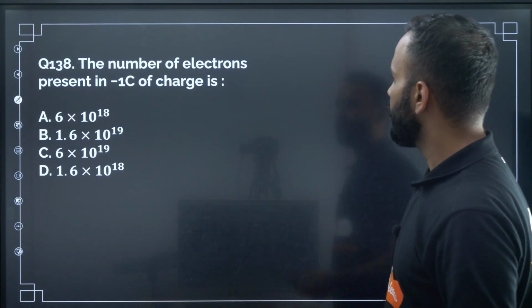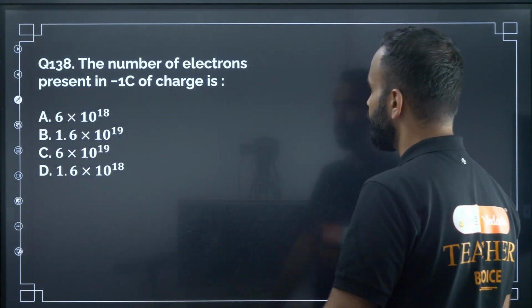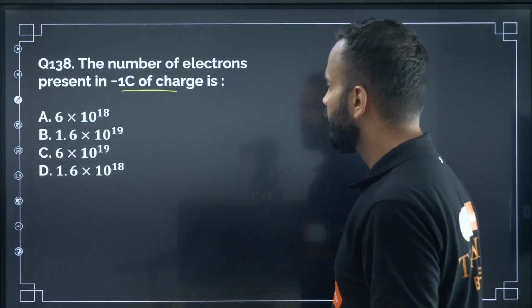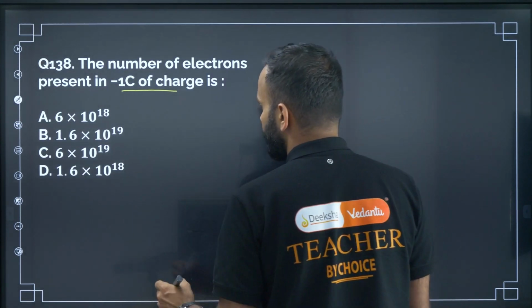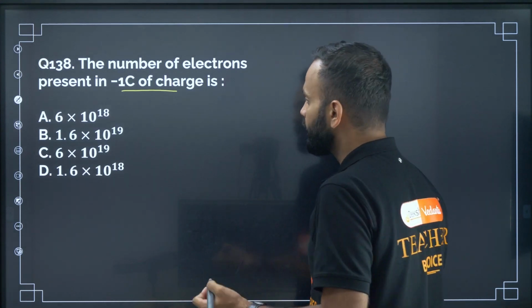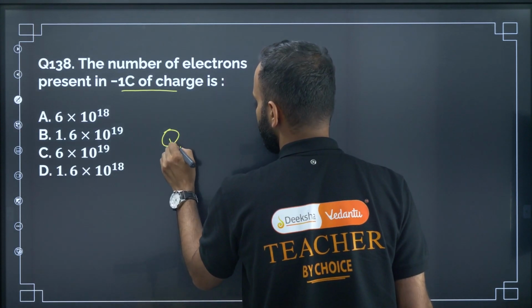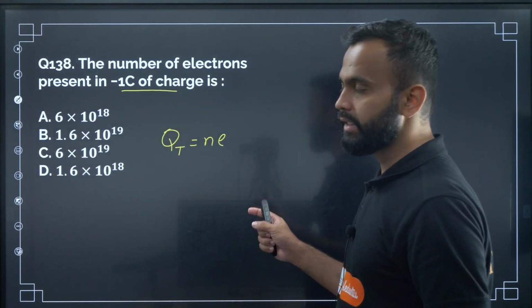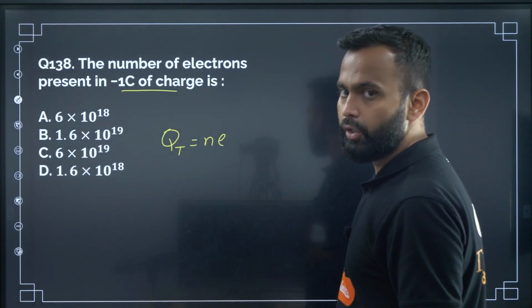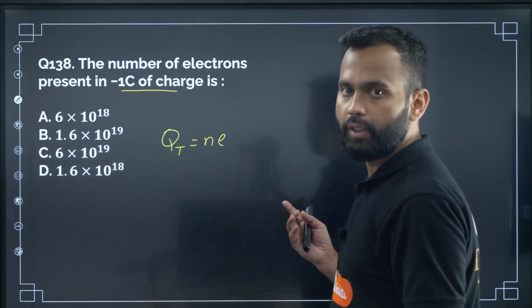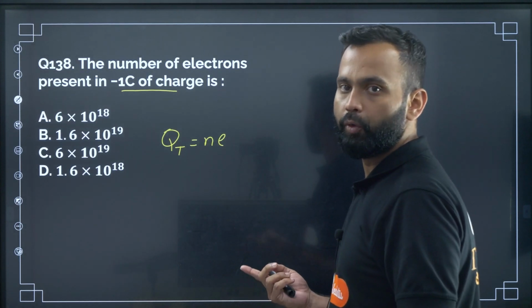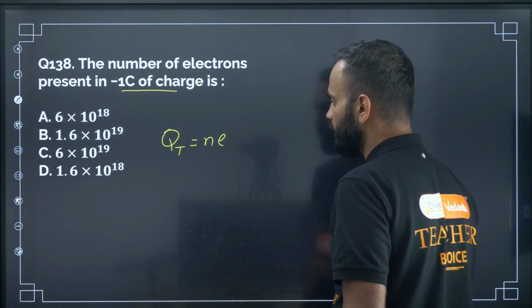Next question, question number 138. The number of electrons present in minus 1 coulomb of charge. So from the quantization of charge, the total charge is equal to an integral multiple of e, right? e is the value of charge. What is the value of charge? 1.6 into 10 to the power minus 19 coulomb. So for an electron, it is minus 1.6 into 10 to the power minus 19 coulomb, right?